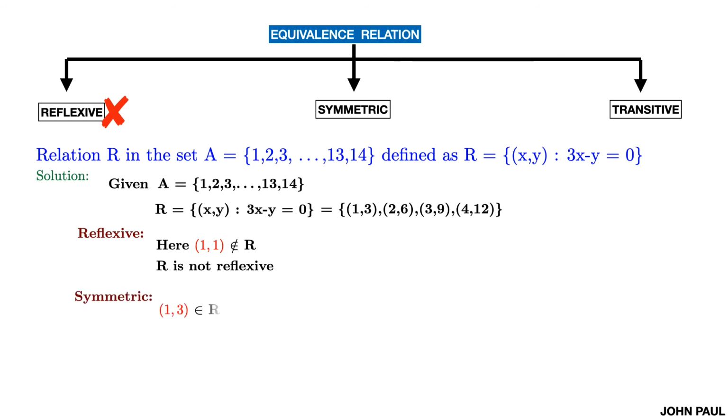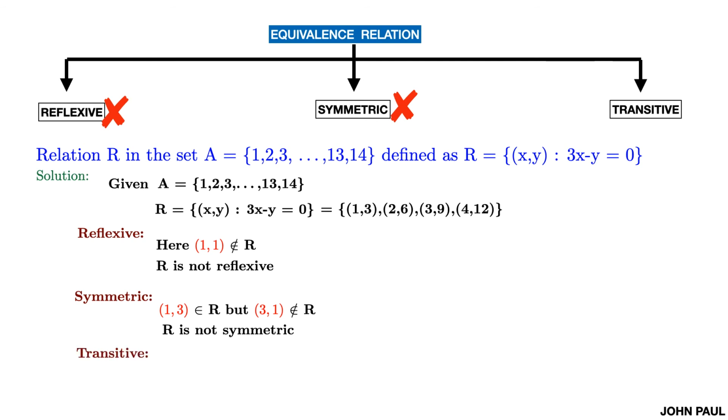Symmetric. (1, 3) belongs to the relation R, but (3, 1) does not belong to the relation R. See the relation, (3, 1) is not present. Therefore, R is not symmetric. Whenever it is not true, you can give an example. You can give the numbers and say it is not reflexive, not symmetric, like that you can say.